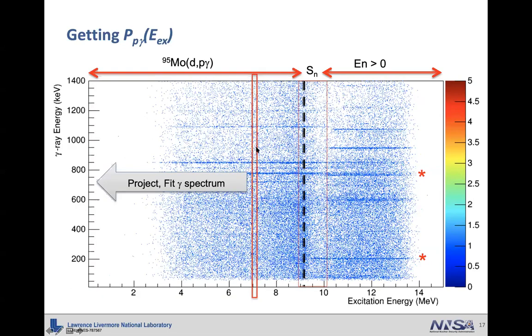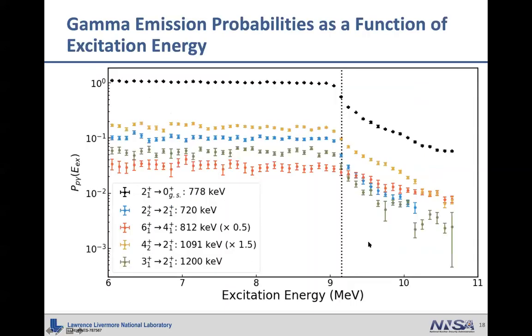So what one does in this experiment then is to bin up your excitation energy matrix into whatever resolution you think your experiment can support. In my case, this is about 100 keV. And then you project that down on the gamma ray energy axis, and then you fit those gamma spectra. Then you divide by the number of proton singles in that spectrum, which is really easy. You just count how many protons are in that bin, and you get the gamma ray emission probability as a function of excitation energy, as you see here.